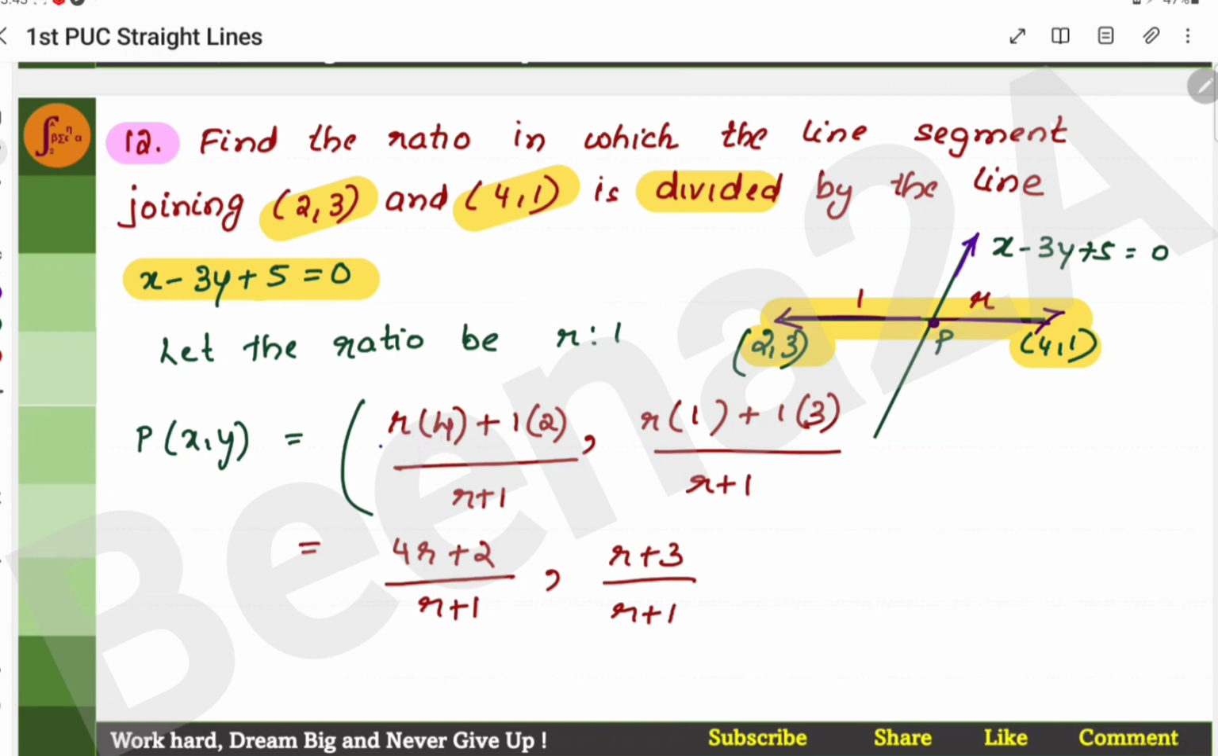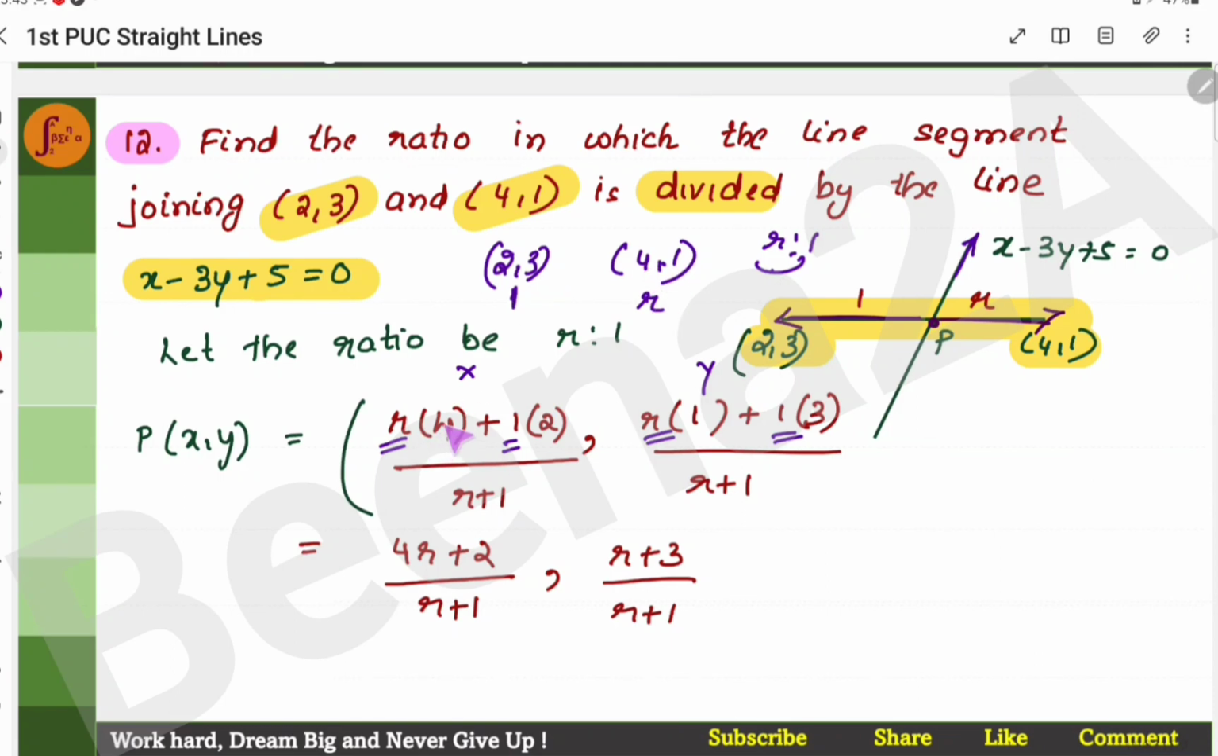Same approach, put R, 1. This will be the x coordinate, this will be the y coordinate. Let's write these points first: 2, 3 and 4, 1. Here you put R values, here you put 1 values, right? The first coordinate is 2, 3, and the second is 4, 1 as per the question. The ratio you assume as R:1, but reverse this: put 1 and R here. For 2, 3 you put 1, for 4, 1 you put R.